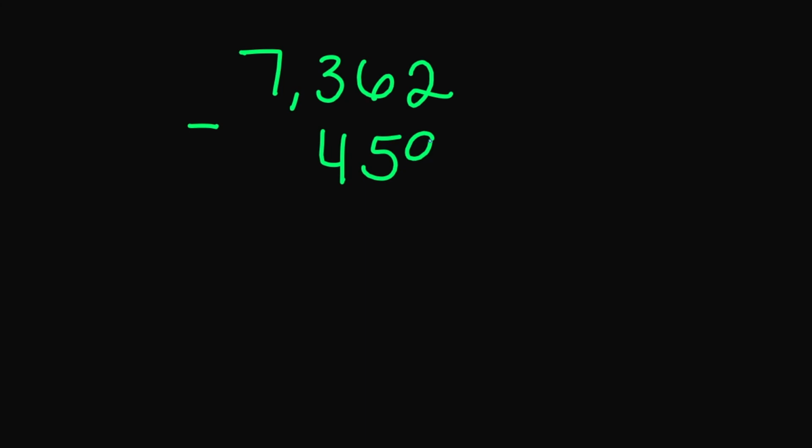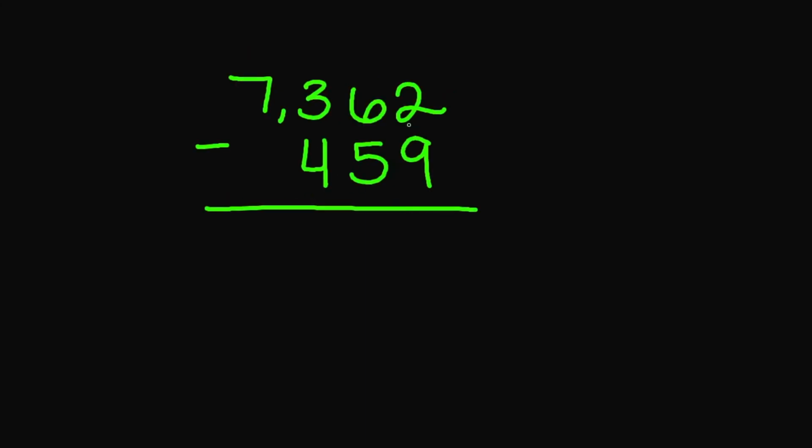Next, we have 7,362 minus 459. Let's try this example here. So first we're going to start with the ones place, 2 minus 9. I cannot subtract that, so I'm going down to my tens place.